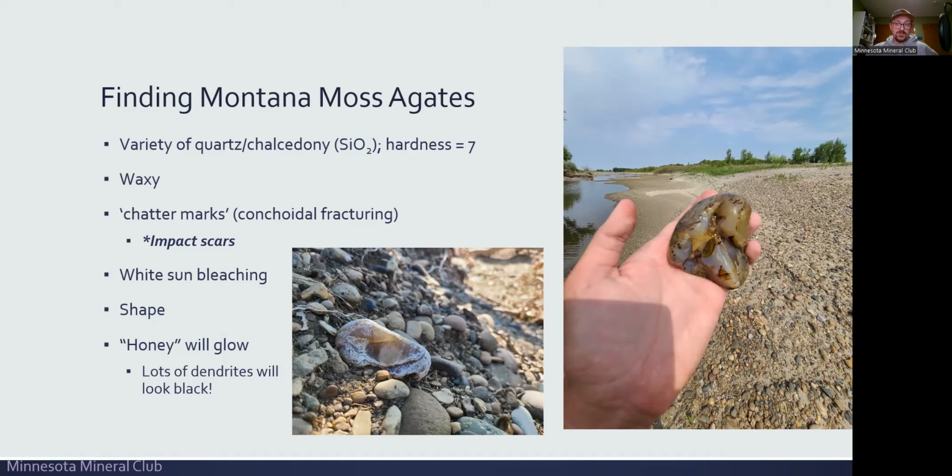On one of the Minnesota Mineral Club trips, we were in a gravel pit outside of Glendive, and I actually found an almost completely black Montana agate that was about this big, that I had found with multiple footsteps literally right next to it that people had completely missed because it was a full nodule. There weren't windows to it. It did have a bunch of those impact scars, and it was very, very black because it was full of dendrites.